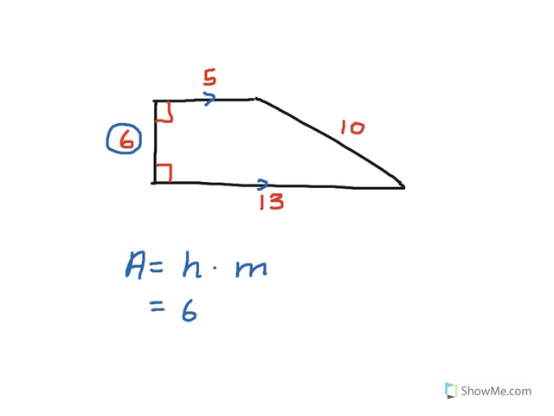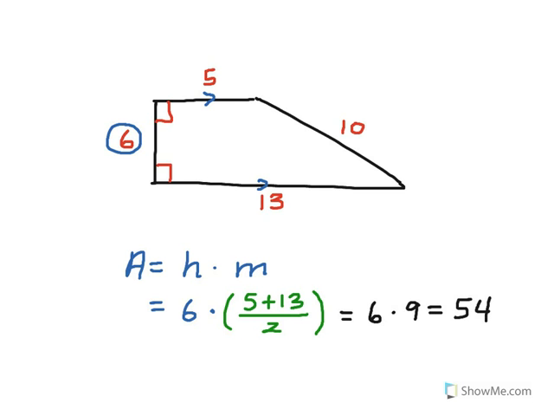So this is going to be 6 times. Now the average base length is the sum of the two bases divided by 2, because that would give us an average. So this is going to be equal to 6 times 18 divided by 2, or 6 times 9, which is 54. And this number here, remember, is the average base length, which we also call the median.